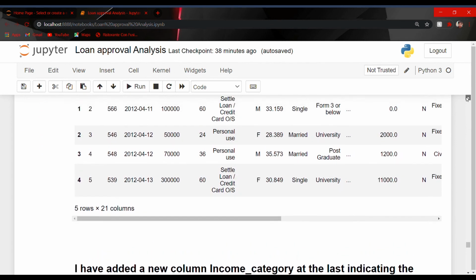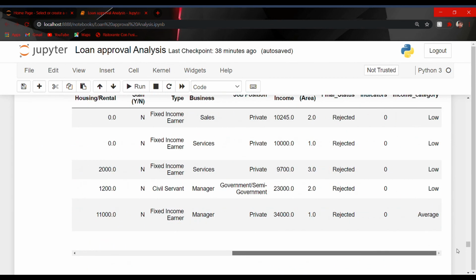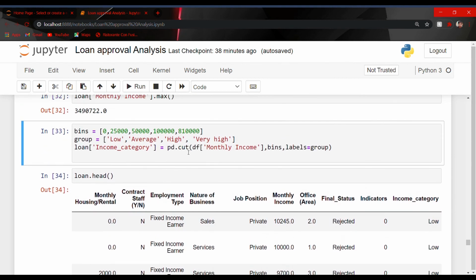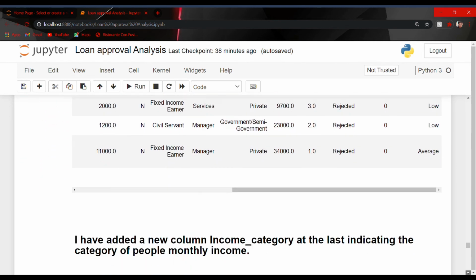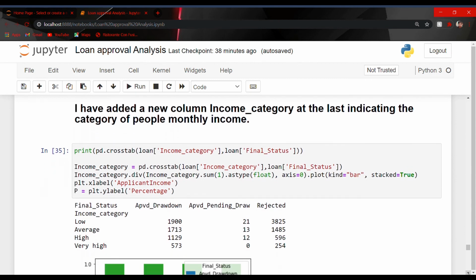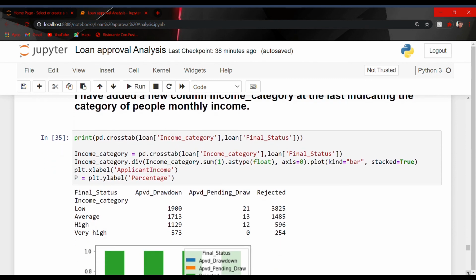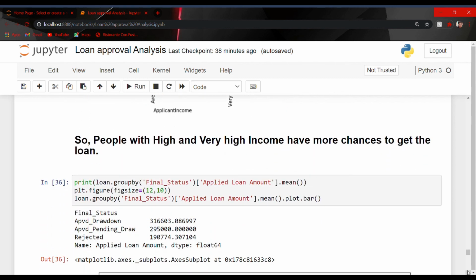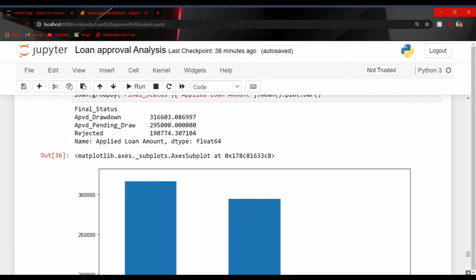Now I have concatenated this column with my data set, as you can see here. How concatenation works: I've taken this column and added it using cut. Then again I have used crosstab and done my analysis on the basis of income category. As you can see, the people who have very high income have the highest chances of getting their loan accepted.